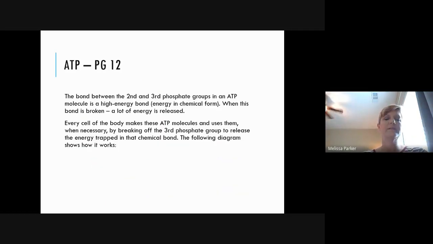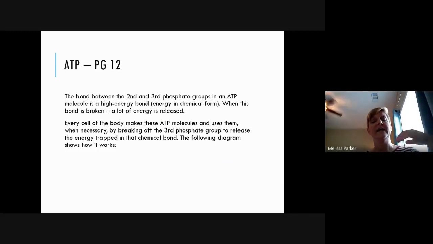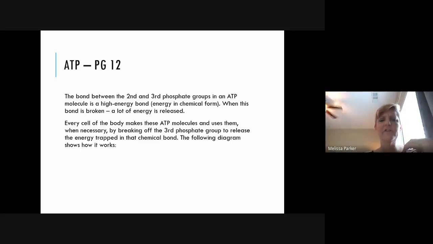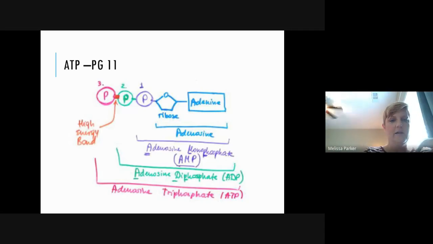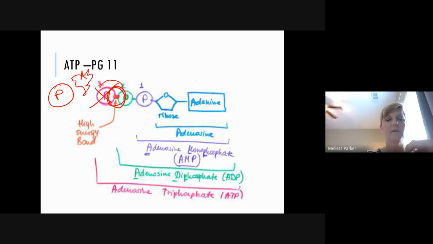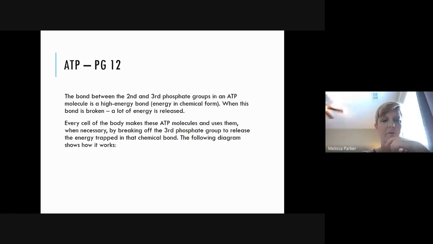Okay, so the bond between the second and the third phosphate group in an ATP molecule is the high energy bond. So the energy in a chemical form, because remember we learned there's different types of energy forms like light, chemical, friction, all kinds of fun stuff, heat. So when this bond is broken, a lot of energy is released. So they're talking about this bond in between this second and third phosphate. If I were to break off this phosphate and it was over here by itself, a lot of energy happens when I do that, okay? And so when this bond is broken, a lot of energy is released.